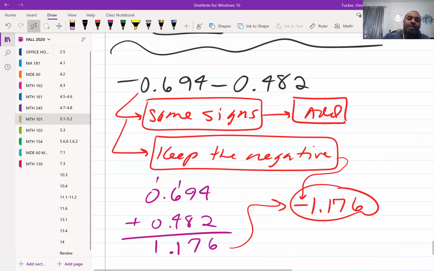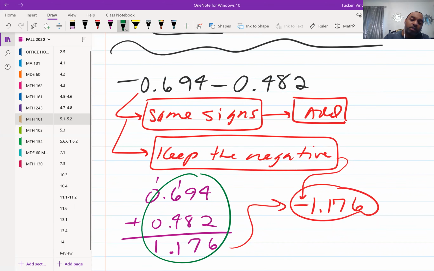So we have negative 0.694 and a negative 0.482. So we'll just go ahead and add them together as if they were positive. So 4 plus 2 is 6. 9 plus 8 is 17, carry a 1. 6 plus 4 is 10, plus 1 is 11, carry your 1. And drop your 1 down because it's 1 plus 0. So you have 1.176. But because both of your numbers were negative, your final result should be negative as well. So don't forget your sign rules. Adding, subtracting, multiplying, dividing with signed numbers. Don't forget those rules and how you should apply them.